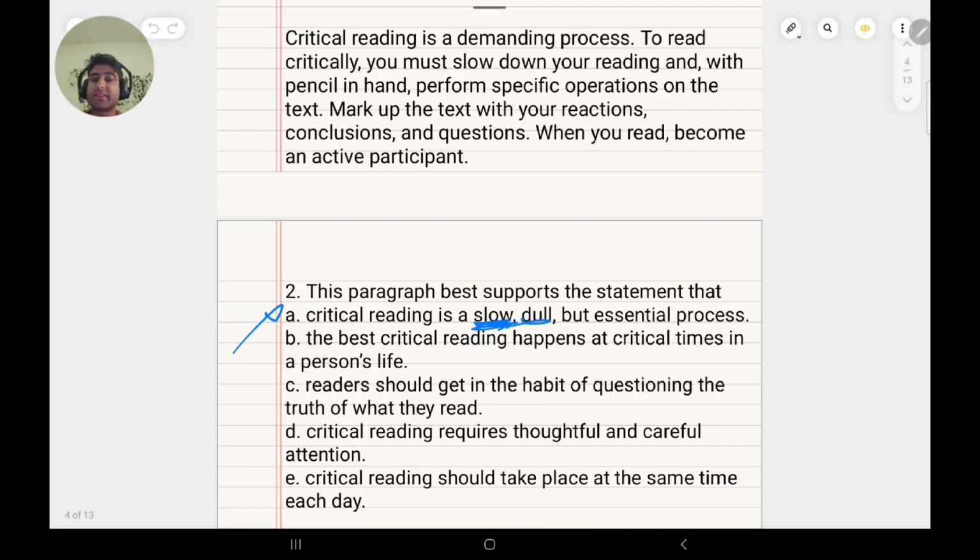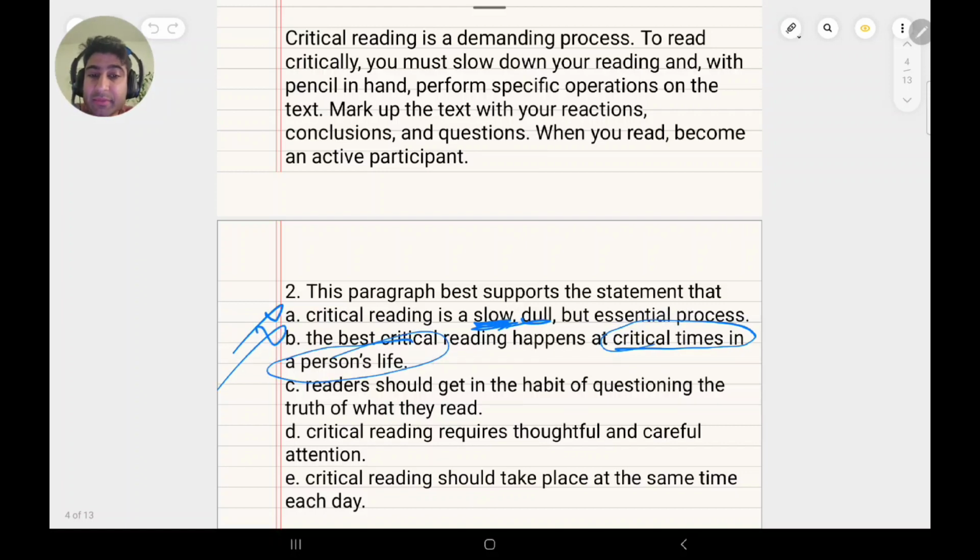So nothing is there. The best critical reading happens at critical times in personal life. Did they mention critical times? I don't think so. Nothing has been mentioned about the critical time of a person. So I think this will not be the answer.